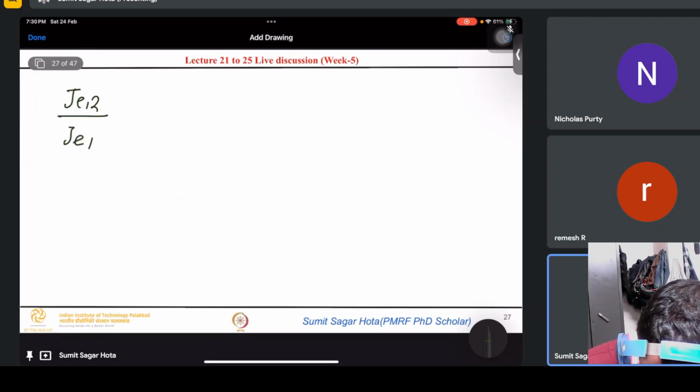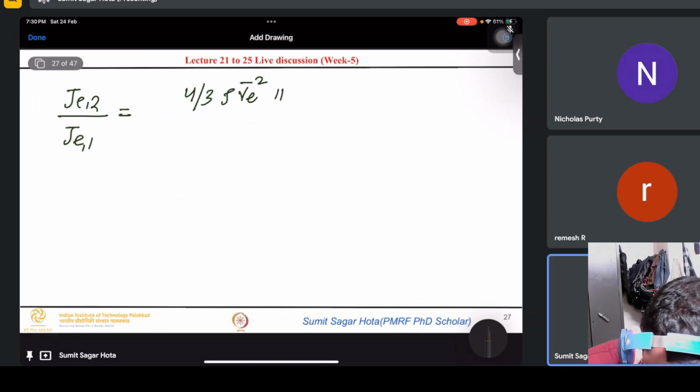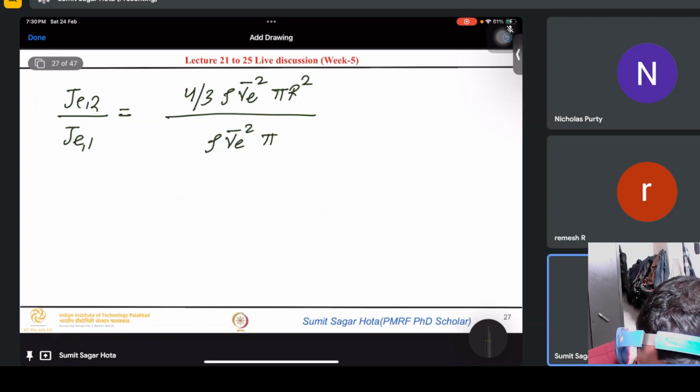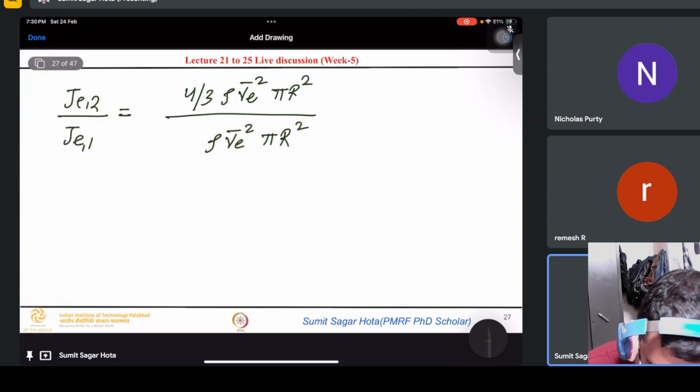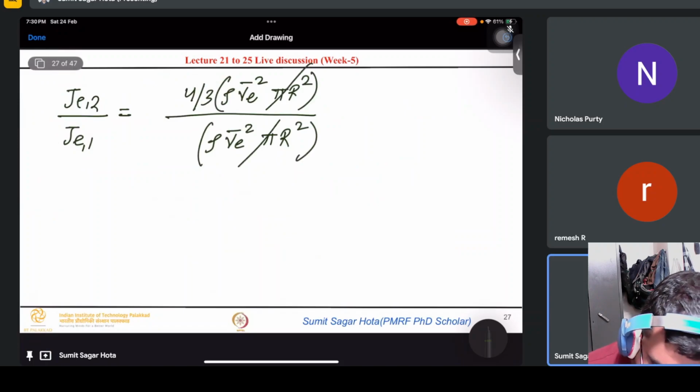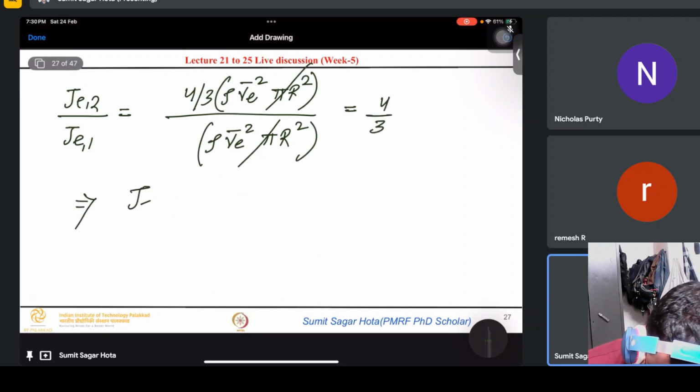JE2 by JE is equal to 4 by 3 V square pi divided by rho V square pi r square. Solve. This term will get cancelled. So it will be j2 by j1 is equal to 4 by 3.